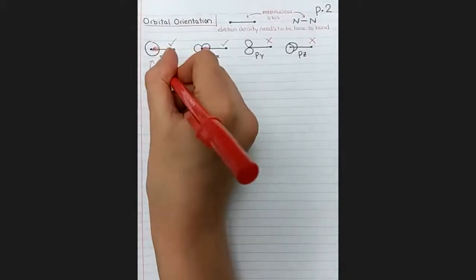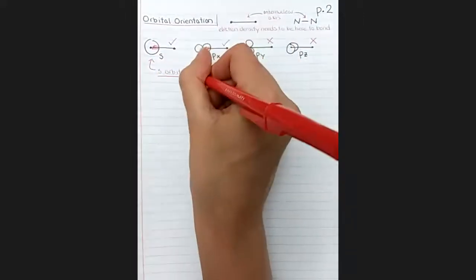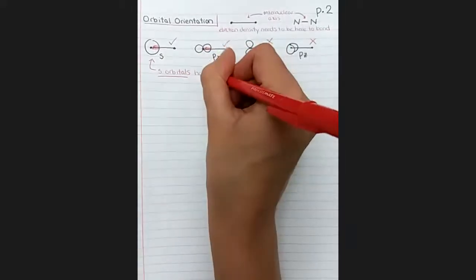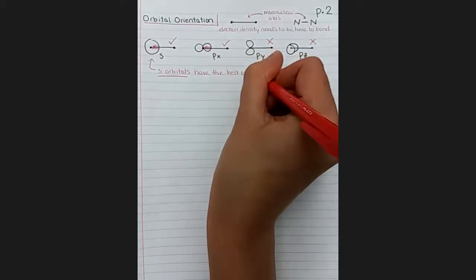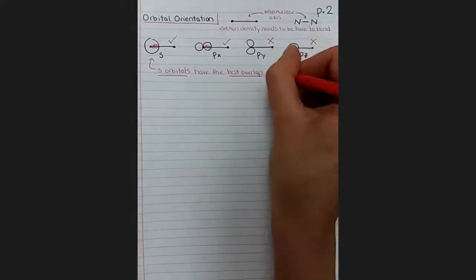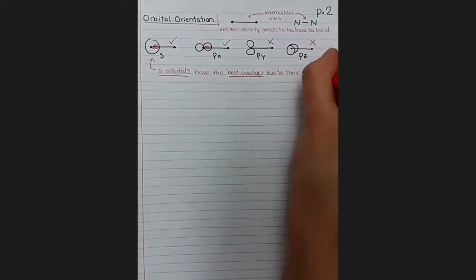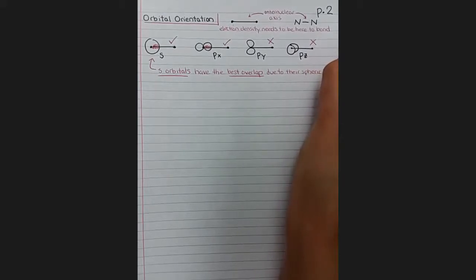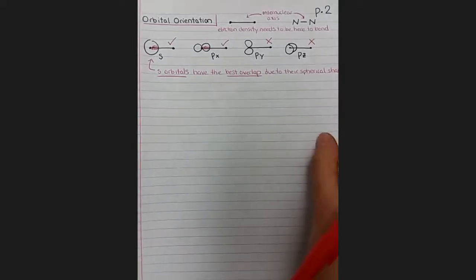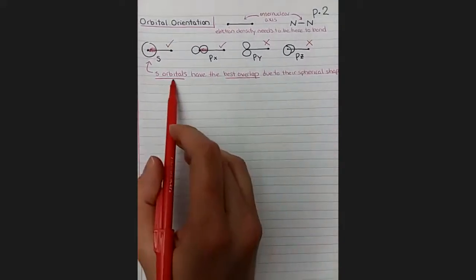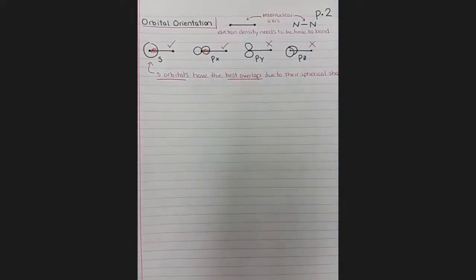In particular, our favorite orbital is an s orbital because of their spherical shape. S orbitals have the best overlap in any direction because they're perfectly spherical. They have equal electron density in every direction. So no matter where that other bonding atom is, to the left, to the right, above, below, behind, in front, it's always going to have a good overlap with an s orbital. So if we need to choose an orbital, s orbital is always our first choice.